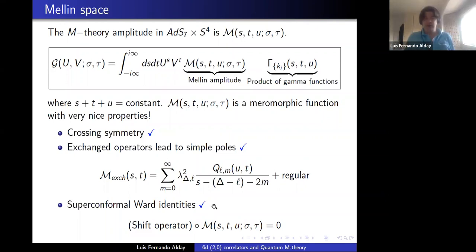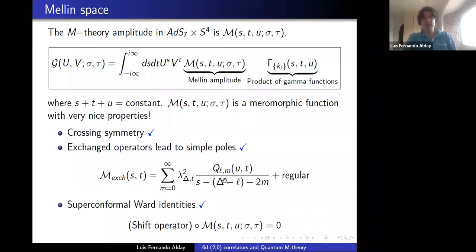So I haven't spoken at all about the superconformal Ward identities. Recall that I told you that the fermionic part of the symmetry algebra also imposes some constraints on the amplitude. At the level of the Mellin amplitude, there is a complicated operator such that if you act with it on the amplitude, the result must be 0. So one is able to write down the superconformal Ward identities as some kind of complicated equation like this, okay? So the Mellin amplitude satisfies all these properties.